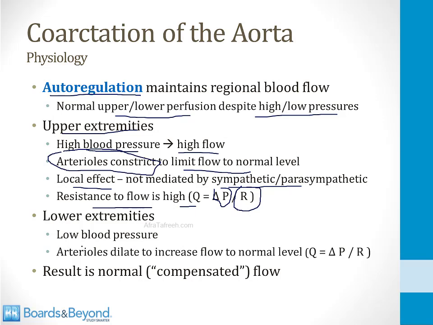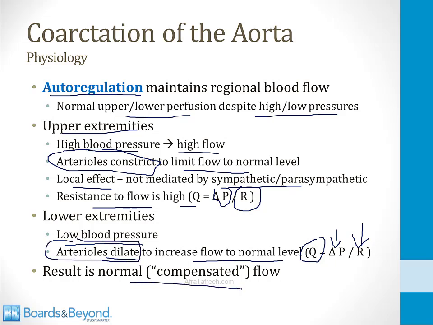In the lower extremities, the opposite phenomenon occurs. There is autoregulation to adjust for low blood pressure. The arterioles will dilate, and that will increase flow to a normal level. Once again, if pressure is low in the lower extremities, then resistance must become low to maintain normal blood flow. The way that resistance becomes low is by dilating the arterioles, and the result is normal or compensated blood flow in the upper and lower extremities despite the different pressures caused by the coarctation.